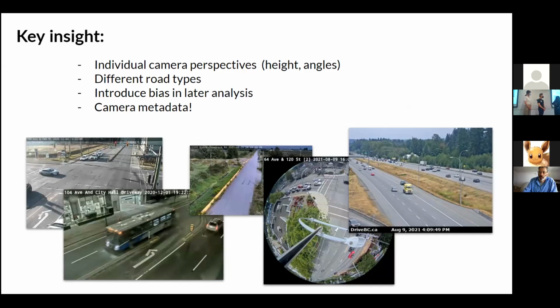If you detect 10 cars in this image, it's probably a regular state of that intersection. But if you detect 10 cars on this image or that image, then it's almost saturated. It's like the road has been really, really busy, because everything you can see is filled with cars. And so this lack of camera metadata actually induces bias in later analysis. And I'll hand it over to Nancy to take a closer look at this.